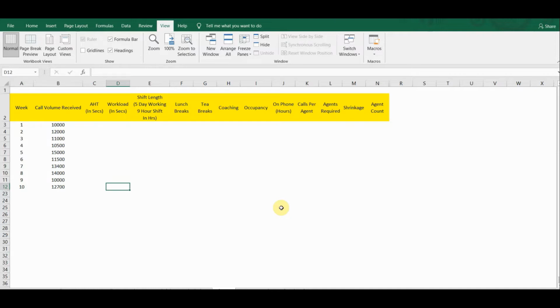So today we are going to talk about how to calculate the number of agents required, or how to ascertain the head count that we require to cater to a specific call volume that we are receiving. In the previous video we spoke about forecasting. So how to forecast the call volume basis the historical data that we have.